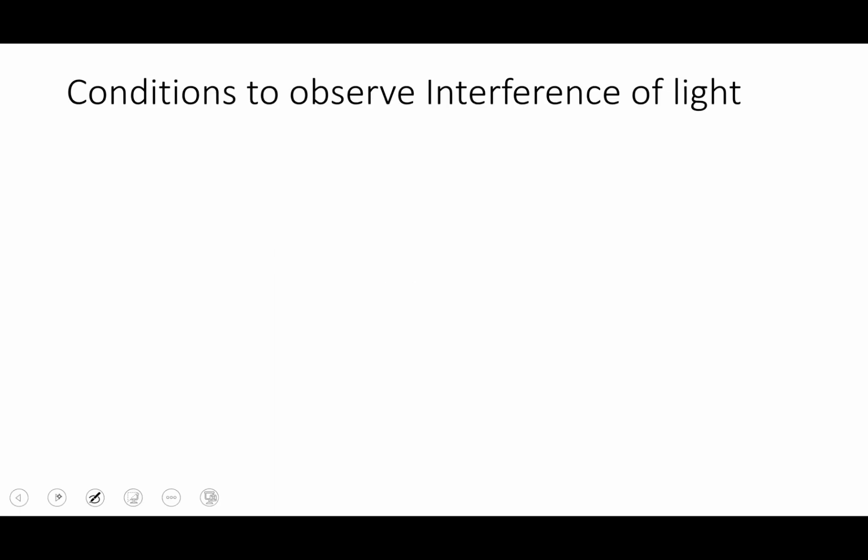Now, first of all, we have to understand what interference is, due to which we can understand the Young double slit experiment. The condition to observe the interference of light. Now, what is interference? So first of all, we have to understand.